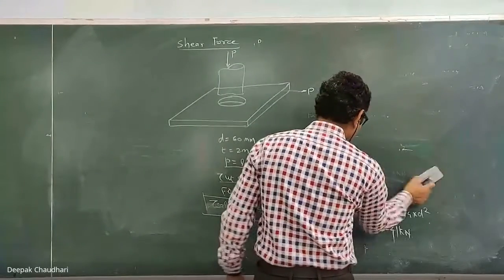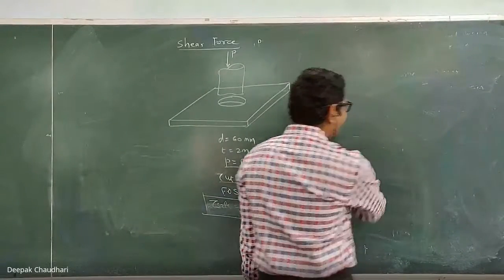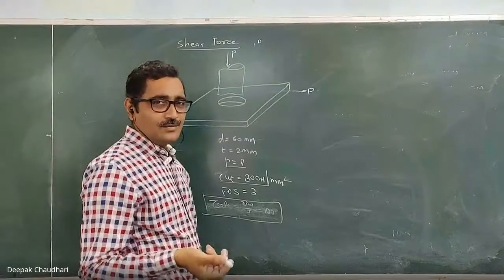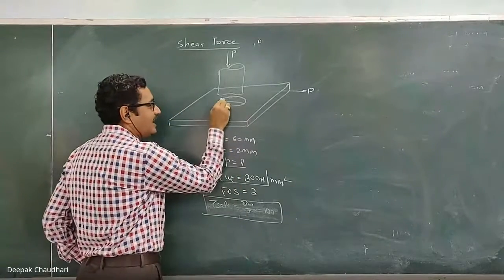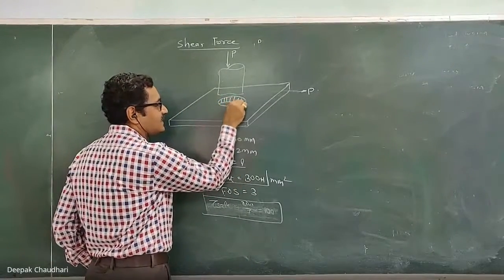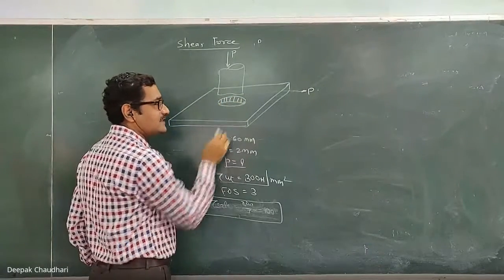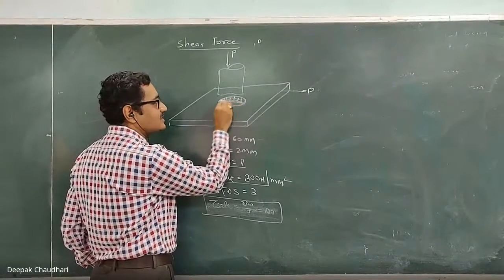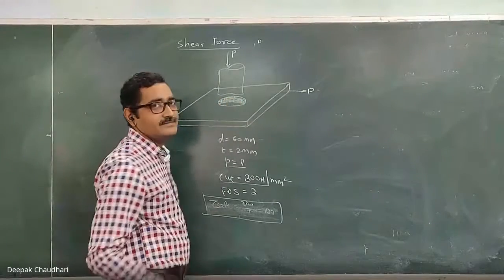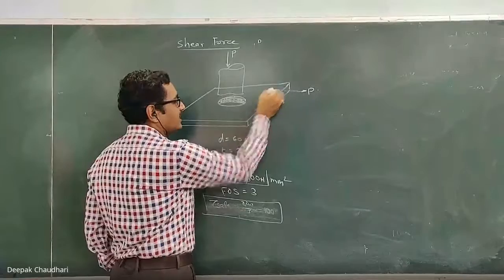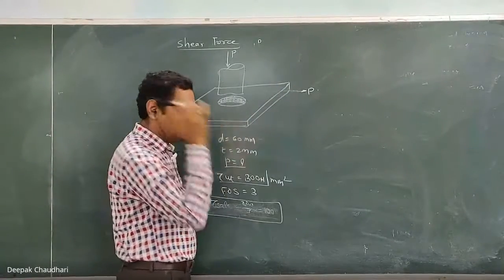Now in this question, what will be the area under shear? On which area is the shearing failure happening? The area under shear is the surface area of the hole, not the cross-sectional area. It is a surface area. This is the area along which the shearing takes place. That area we have to take here, which is equal to pi d into thickness t.